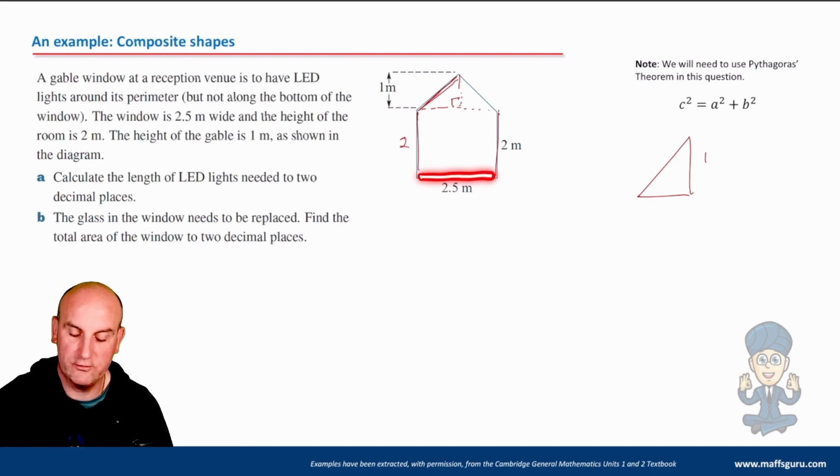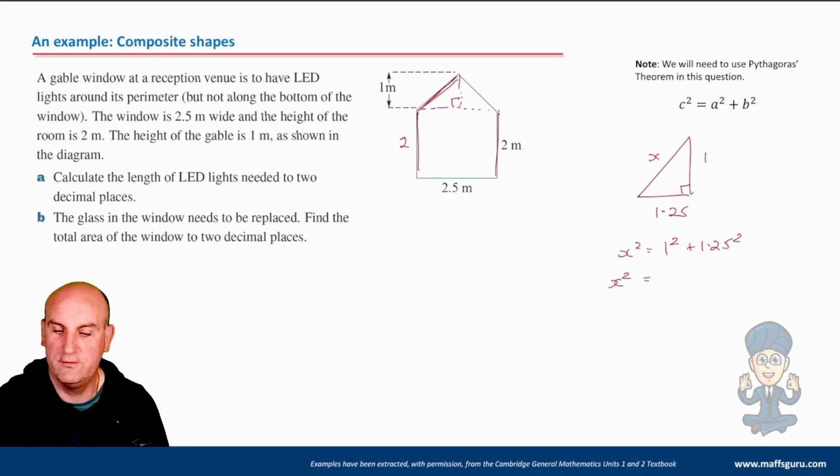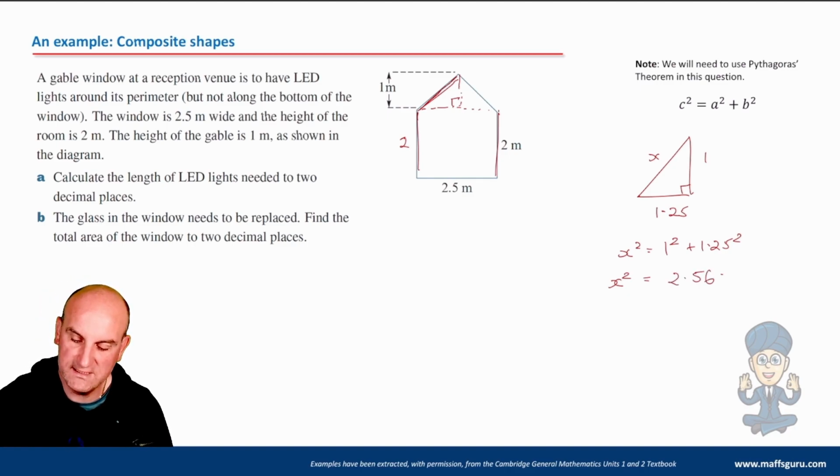Well, I know that whole length is 2.5. I know that's halfway along. So this length here is going to be half of 2.5, which is 1.25. Rightio, we can use Pythagoras theorem to tell me that x squared is going to be 1 squared plus 1.25 squared. So I'm going to do it on my calculator. You guys should be able to do that. 1 plus 1.25 times 1.25 gives me 2.5625. Take the square root of both sides.